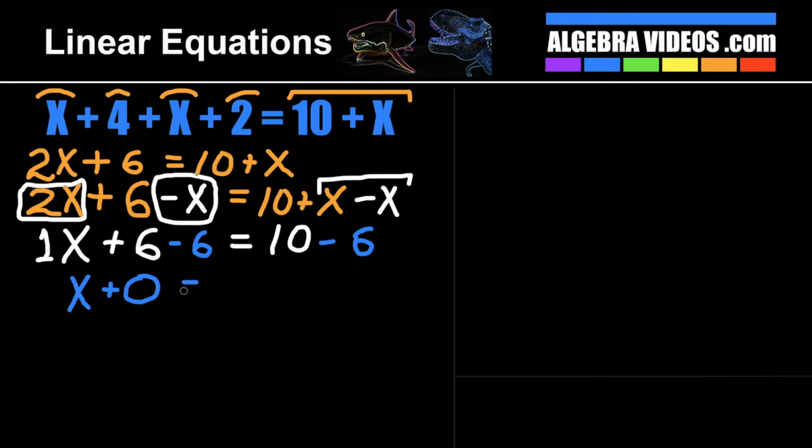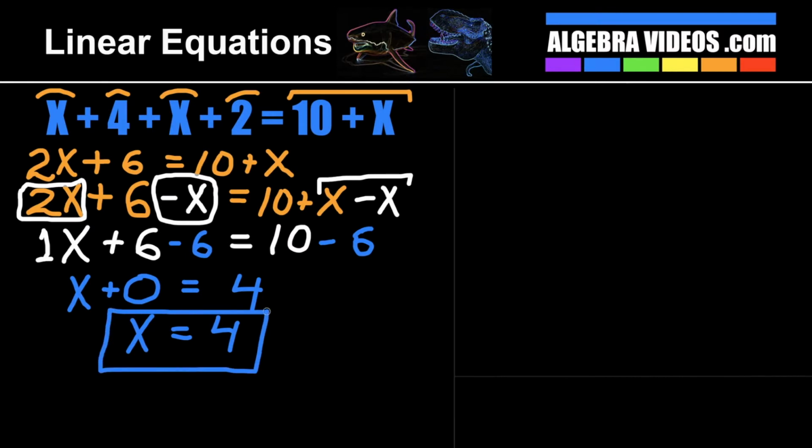And that equals, on the right side, 10 minus 6 is 4. So when I simplify that, instead of x plus 0, I could just write x. And in that way, x equals 4. And that is the solution to the problem. That's your answer. That's really all you have to do.